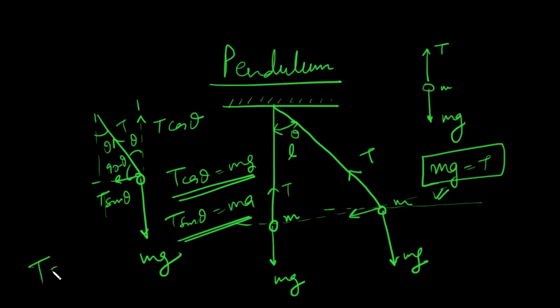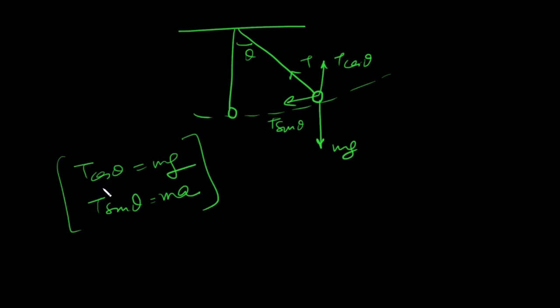So what will be T? T will be equal to mg divided by cos theta. Right, so these were the equations. T cos theta was mg and T sin theta was ma, because the particle is going here, the only force driving or accelerating the particle is T sin theta. The particle is not going vertically down. Consider it horizontal because the angle is very small.